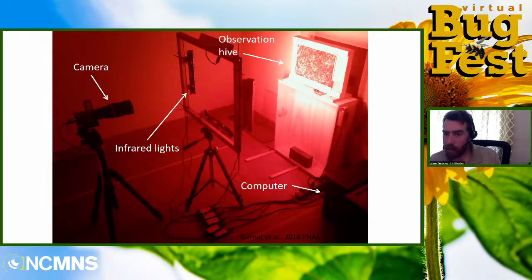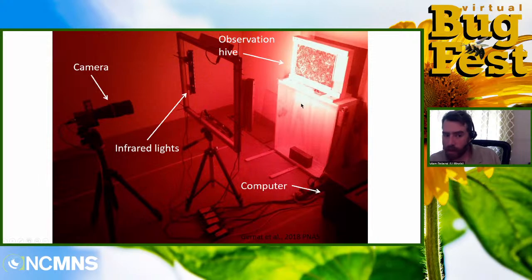But instead of a human carefully watching and writing down what individual marked bees do, we have this very fancy camera and infrared lights that shine on the colony. So honeybees and most insects can't see infrared light. And so to them, this is just darkness. But to the camera, it's very bright and it allows the camera to take very, very high quality photos.